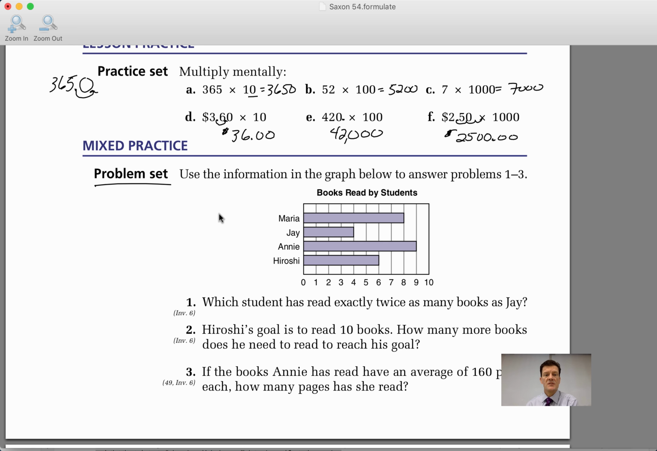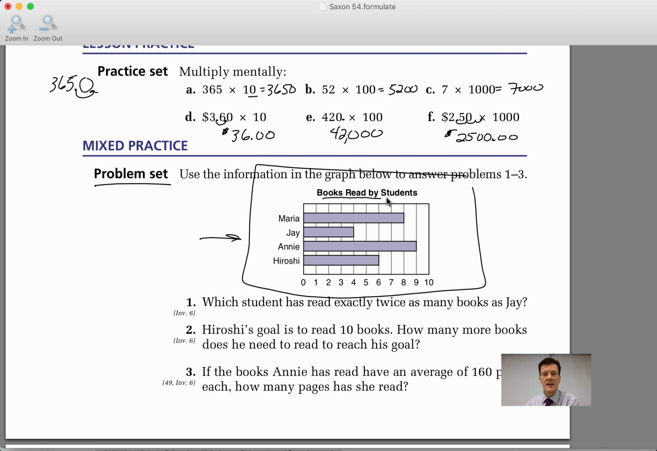So this problem set, we're looking at this graph for the first 3 problems. This is good practice to get used to analyzing a graph, looking at data, looking at how it's organized, making sense of it. Great skill to have, so take your time with these and make sure that you really look at all the information. And there's lots of information here.